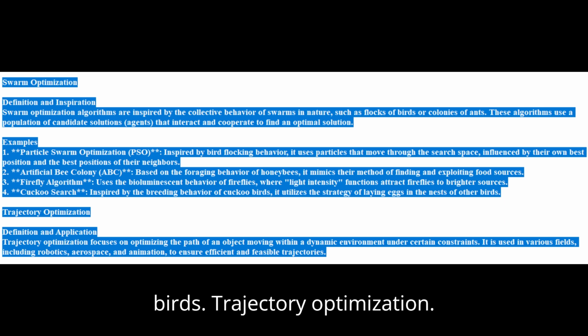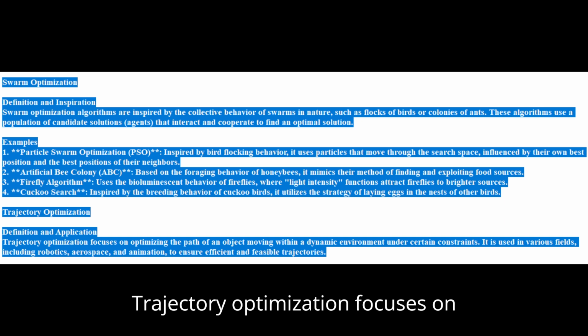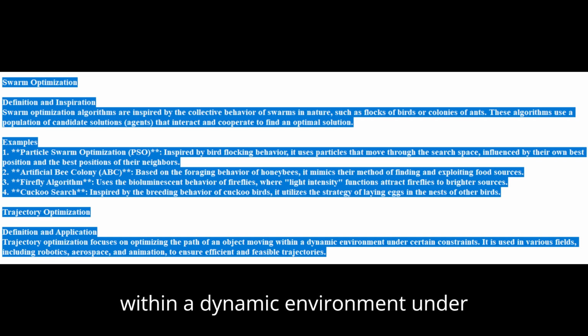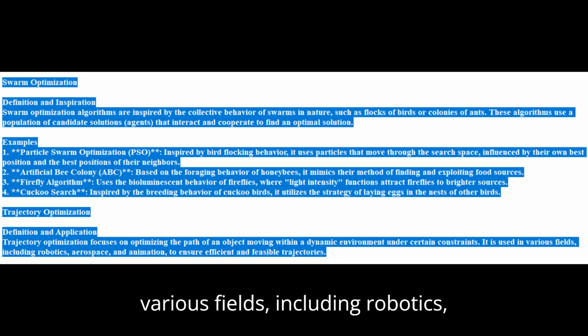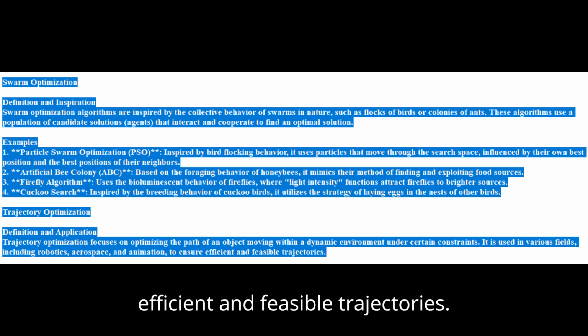Trajectory optimization. Definition and application. Trajectory optimization focuses on optimizing the path of an object moving within a dynamic environment under certain constraints. It is used in various fields, including robotics, aerospace, and animation, to ensure efficient and feasible trajectories.